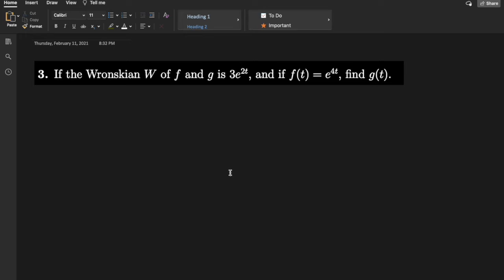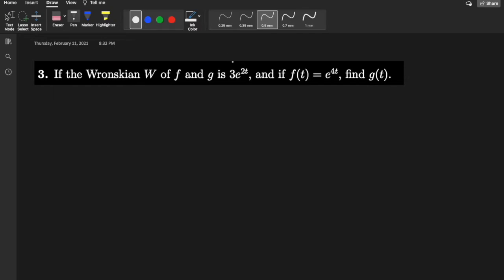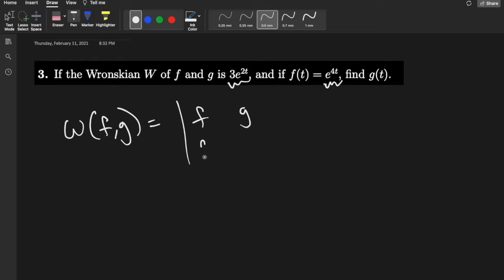Okay, so for this question, we have the value of the Wronskian, and we have the value of f, and we want to find the value of g. So just as a review, the Wronskian of f and g is calculated in this way. We have our first function f here, our second function g here, and then the first derivatives of both, and we take the determinant of this matrix. So we can write this as fg prime minus gf prime.